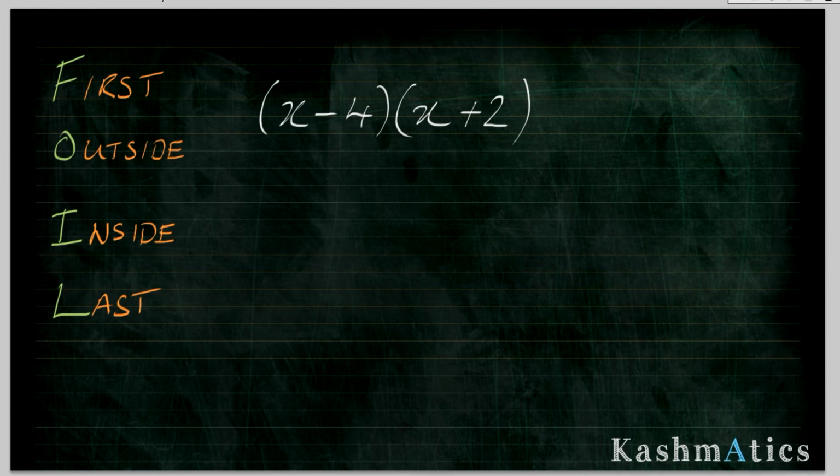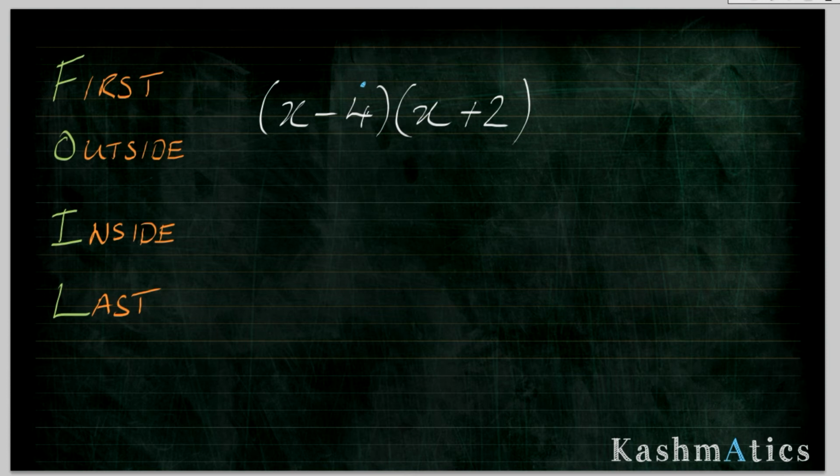This method is called the FOIL method. F stands for the first term in each pair of brackets. So you've got one here and one here. Okay, so they're the first terms. The O stands for the outside two terms in each bracket. So that's this term here and this term here. The I stands for the inside two terms. So the inside two terms are these two. And the L stands for the last two terms, which is this one and this one.